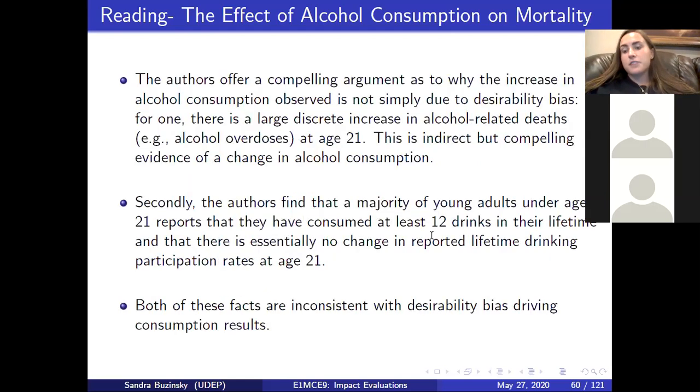So the authors spend time arguing why they shouldn't be too concerned about this, or whether the change that they see is not only due to that desirability bias. For one, they say there is a large discrete increase in alcohol-related deaths at age 21. So if there wasn't an increase in drinking, why would there be an increase in alcohol-related deaths? That wouldn't make sense at all.